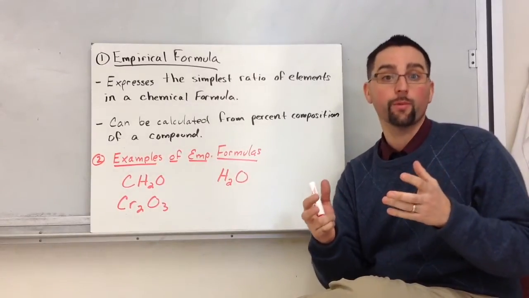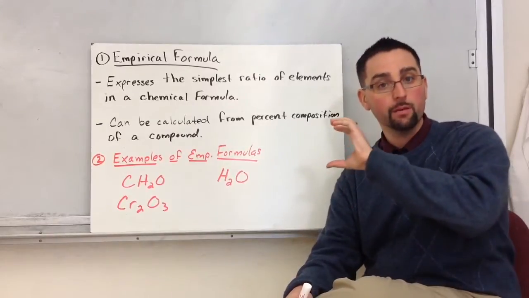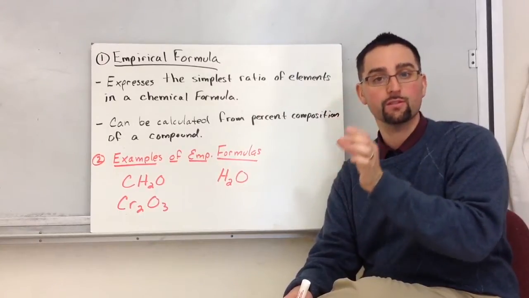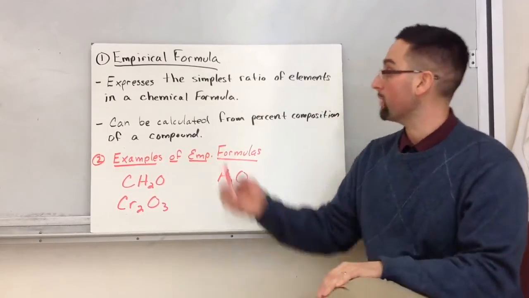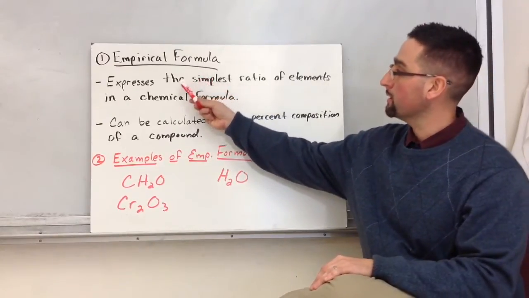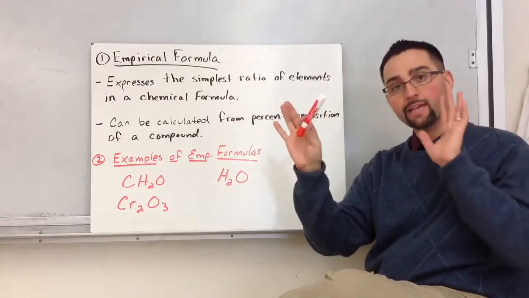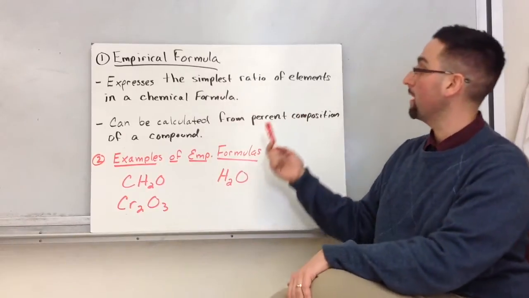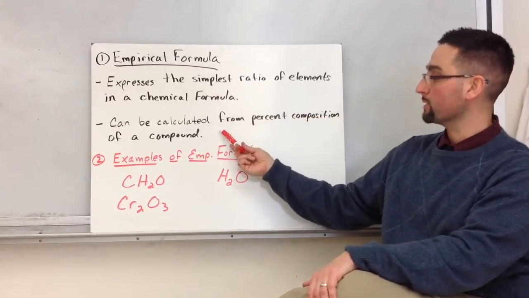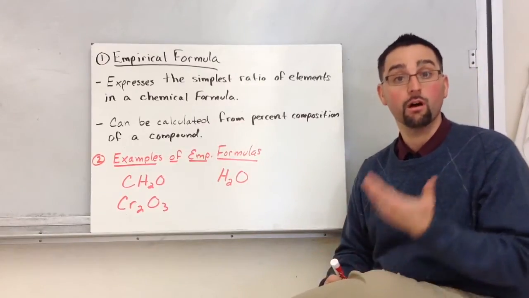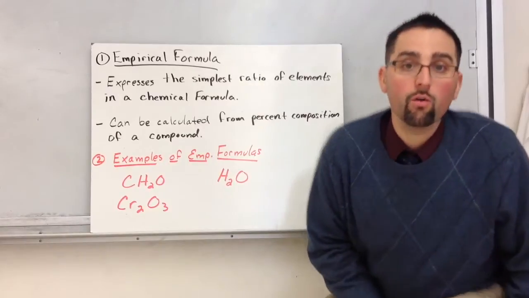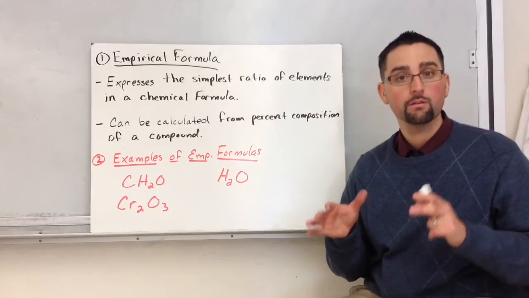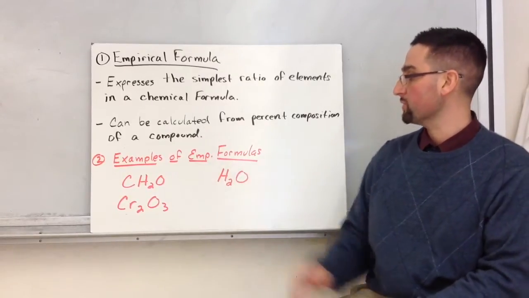When you're looking at a chemical formula, all of the elements and atoms that make up that chemical formula, if the subscripts are in the lowest reduced terms, that's going to be the empirical formula, right? So the empirical formula expresses atom-to-atom molar ratios in their simplest, lowest reduced numbers here. Empirical formula can be calculated from the percent composition of a compound. So in other words, if you know the percent composition by mass of each element in a compound, you can figure out empirical formula.